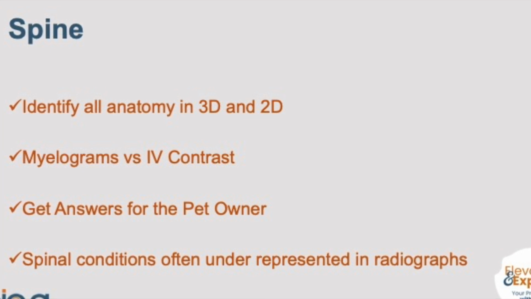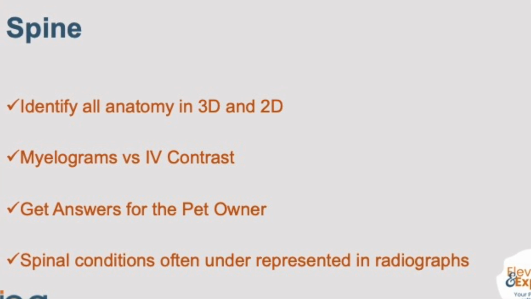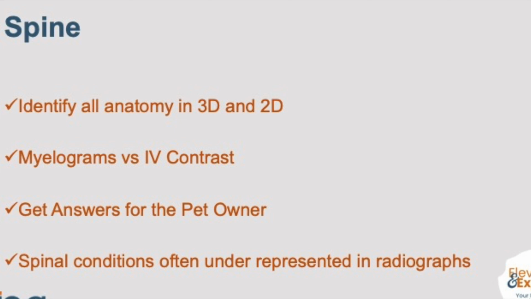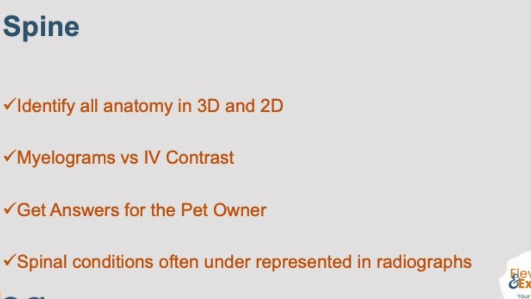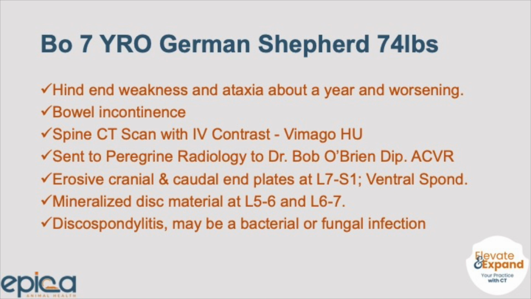When we are imaging the spine in a lot of hospitals, it's usually because this animal has come in lame, or it can't get up, or there's urinary or bowel incontinence. There's all kinds of different symptoms that would lead us to doing a scan of the spine. And what often happens is these conditions of the spine are underrepresented in radiographs, or we can't see them at all.